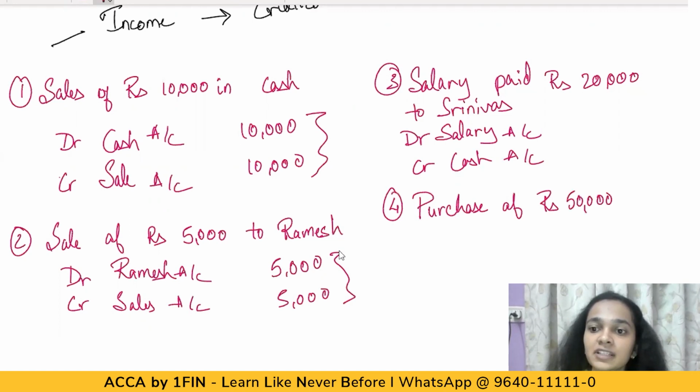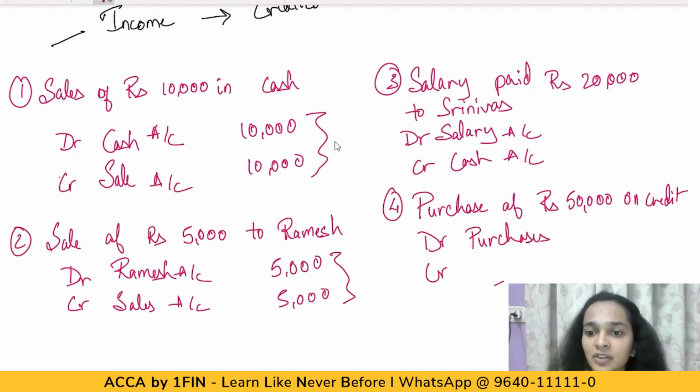Purchase of rupees 50,000 on credit. What will be the journal entry for this? Purchase is an expense, so we'll debit purchases account. And credit would be the supplier. Supplier's account will be credited.